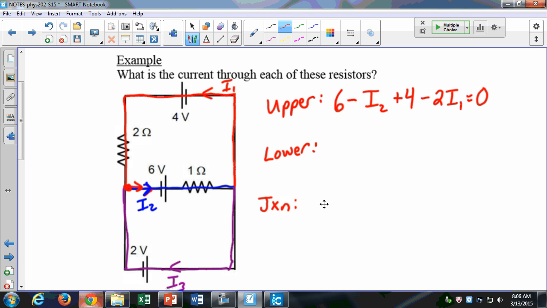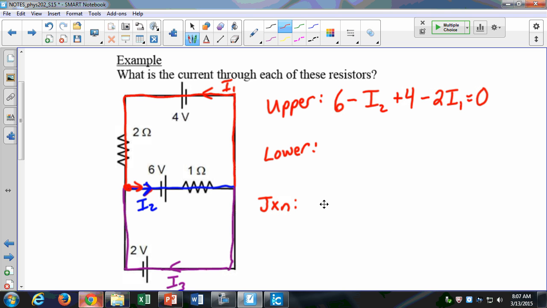So if I go in this direction, I get +6 because I'm going from low to high, minus 1 I2 because I'm going with the current, plus 4 because I'm going from low to high, and then minus 2I1. I1 here because I'm in this part of the branch that has the current I1, and negative because I'm going with the current. So if I chose a different direction, for example, if I went in this direction, we get plus 1 I2, minus 6, plus 2I1, minus 4, which will be that equation, just everything negative. Anybody do that direction instead?